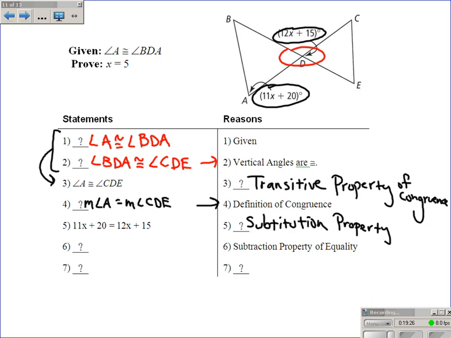Let's see here. So using the subtraction property, we must be subtracting, I'd probably subtract 11x from both sides. And we get 20 is equal to x plus 15. And then the next step and reason are both blank, but if I solve this equation to prove that x is equal to 5, I would probably subtract 15 from both sides. And I would get x equal to 5 by the subtraction property.